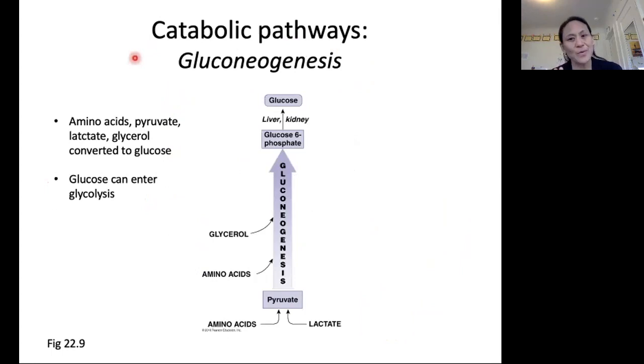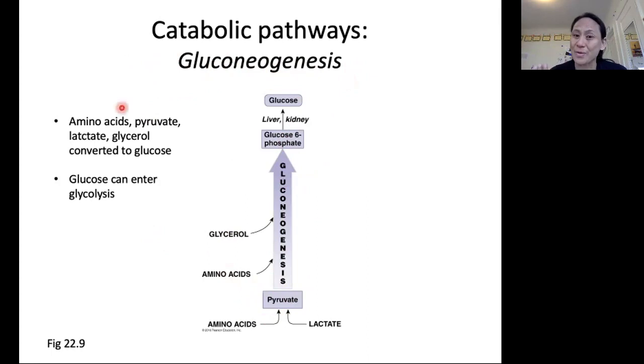Looking at the word root again, gluco refers to glucose. Neo means new, and genesis, as you might remember, means making, right? So basically, we're making new glucose. Gluconeogenesis is a pathway that allows us to make glucose out of other molecule types. Those other molecule types enter the gluconeogenesis pathway at different points along the pathway.